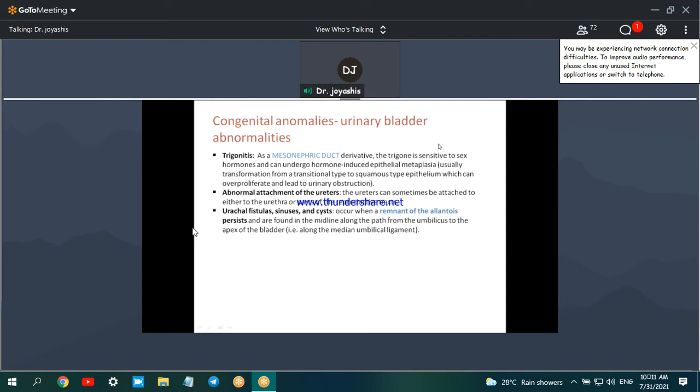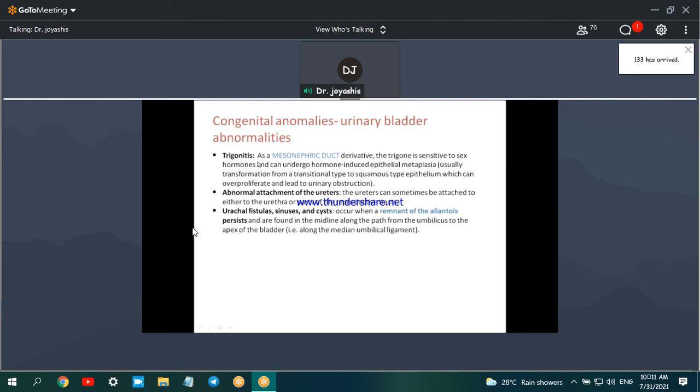In our previous lectures, we discussed pronephros, mesonephros, and metanephros. We discussed that pronephros persists for a few weeks only. Then mesonephros comes and gives some contributions to the development of the urinary system. And then metanephros forms the definitive kidney. We have discussed the congenital anomalies of the kidney, and now the congenital anomalies of the urinary bladder.